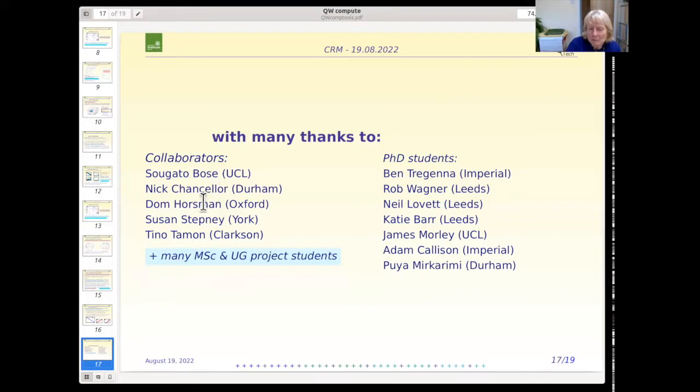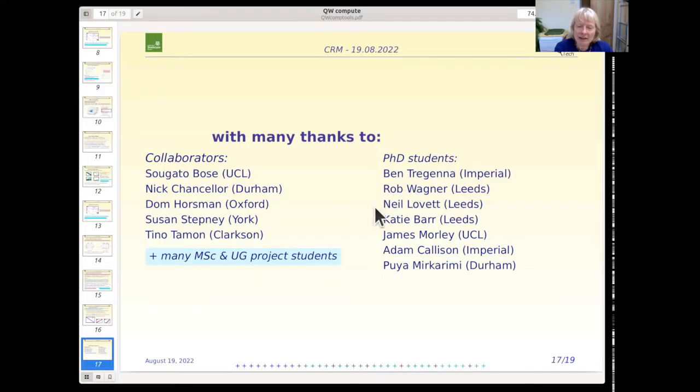Dom and Susan were key people, along with Rob Wagner, in developing the diagrams of what computing is that I showed you in Monday's talk. With Tino and Katie, some of the work on perfect state transfer led to the quantum finite automata that can do language recognition.